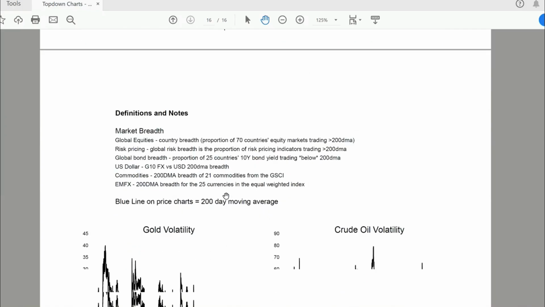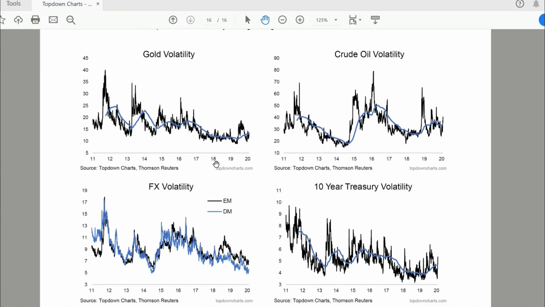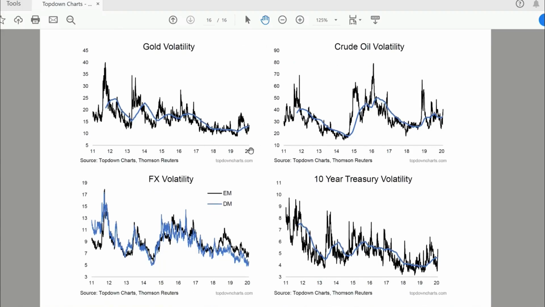And then I have got a little bit of definitions and notes there, but I've also managed to sneak some volatility charts in at the back. So we've got gold implied volatility, because if you remember a few pages back, we had the equity market volatility. So we've got gold volatility there, crude oil, FX. So this is my own implied volatility indexes here. They're made of equal weight, I believe, for developed markets and emerging markets. And then 10-year treasury volatility down the bottom right there too.